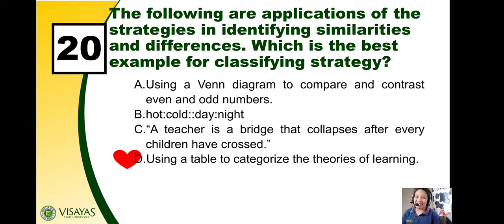So, yung letter A, magulo kasi nagulo yung question natin. So, sorry for that. Yung letter A, yes, it is all about similarities and differences. Pero yung tinatanong natin dito is more on classifying. So, asan dito yung para sa classifying? That is letter D, using table to categorize the theories of learning.